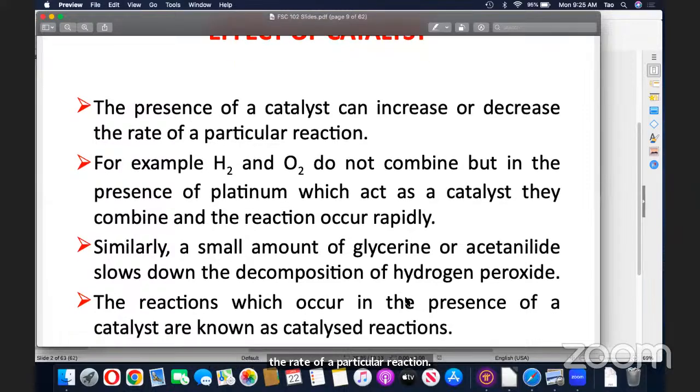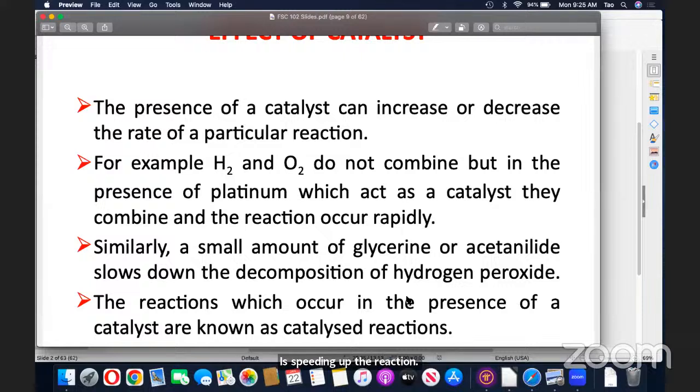So, for example, if you're reacting hydrogen and oxygen, they don't just combine. They don't just combine without a catalyst. You can't just have hydrogen and oxygen and expect a reaction. No. But when you have a platinum catalyst present, you're going to have a rapid combination to form water between H2 and O2, between hydrogen gas and oxygen gas in the presence of platinum. Now, that means that a catalyst is speeding up that reaction.